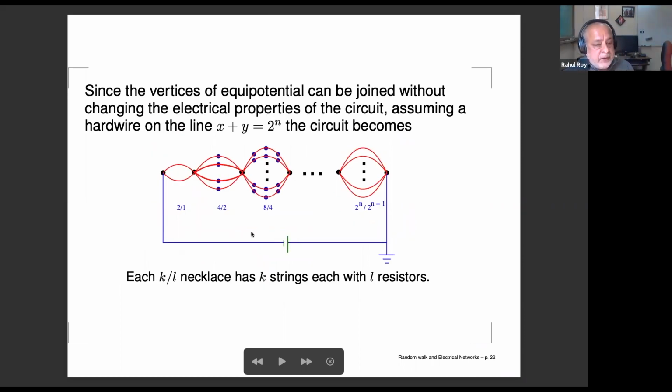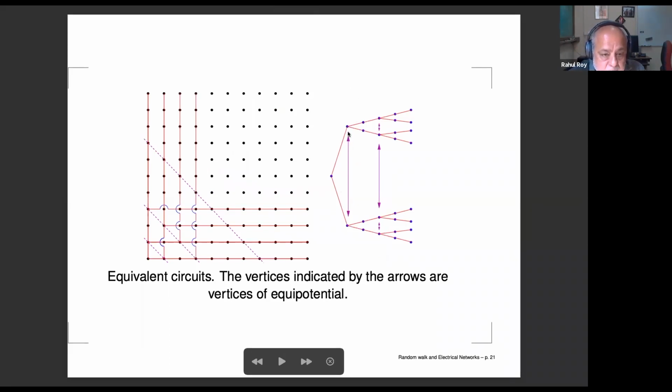So what are we doing? We have again constructed a necklace of resistors, and we are hardwiring, assuming there's a hardwire on the line. That's exactly what we have done. What we have is in the first line, there are 2, and we are just hardwiring this point and this point, just as you can see here.